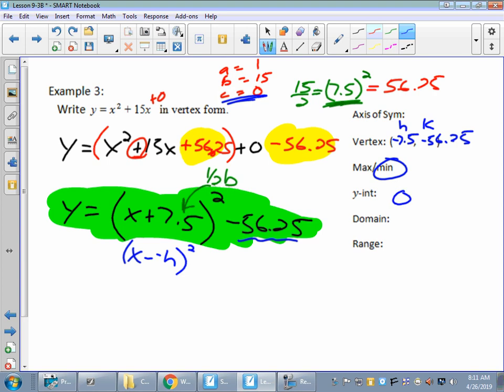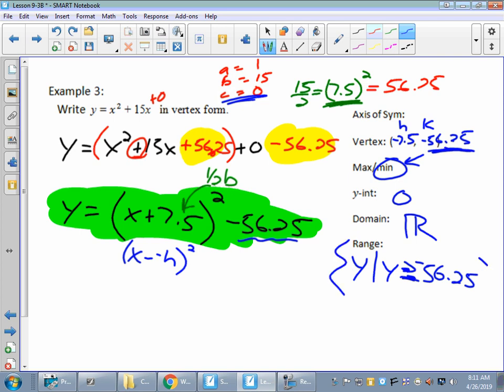Your domain, again, is all reals because you could pick any number for x. And now your range, we'd have to kind of look again at your vertex point. Remember, that's going to be the lowest point because it's a minimum. So your range would be y such that y is greater than or equal to negative 56.25. Remember, it's always going to be greater than or equal to because it could be touching there, and actually is going to be touching because that's the vertex. Okay? That's our range.